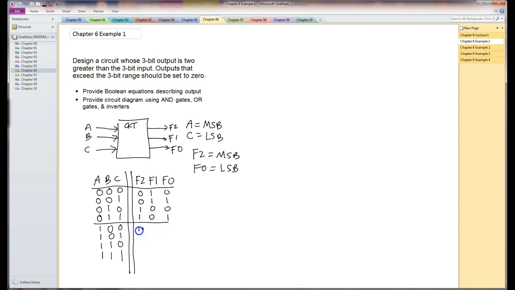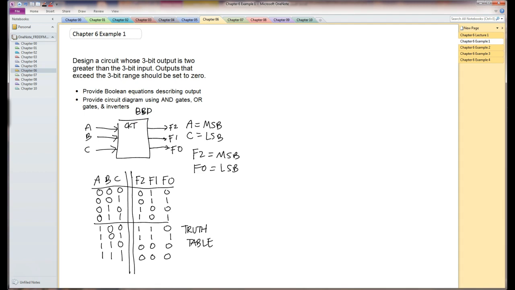4 plus 2 is 6. 5 plus 2 is 7. Now 6 plus 2 is 8. What we said is, if it exceeds 7, I'm going to set the outputs to 0. 7 plus 2 is 9, which exceeds 7, so I'm going to set that to 0 also. This is our truth table. It represents the second model of this solution, with the black box diagram being the first model. It happens to be a high-level black box diagram.